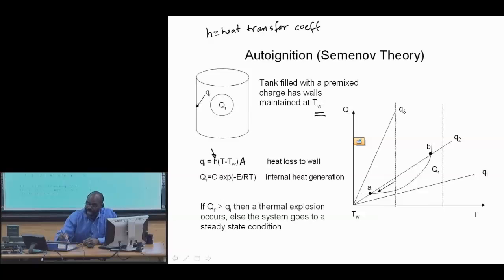We have the heat losses are proportional to temperature difference. So our delta T is the difference between the wall temperature and the gas temperature difference. A here is our surface area. I might put it A sub S.